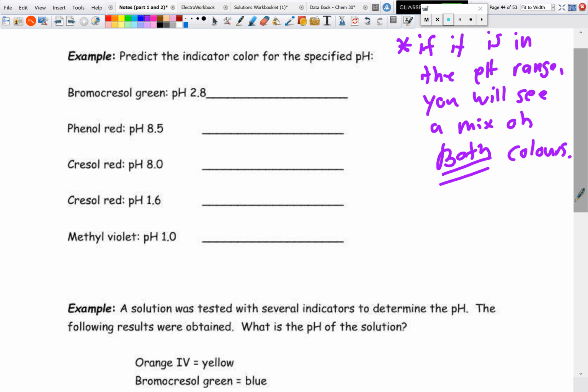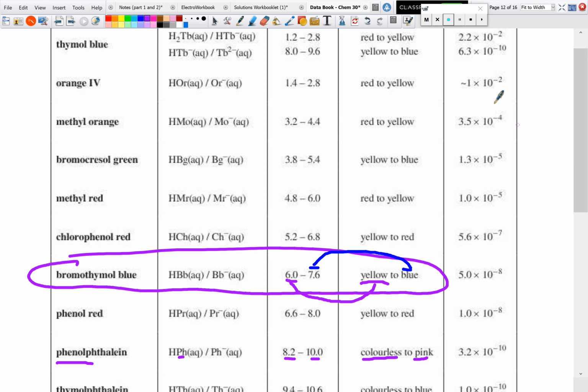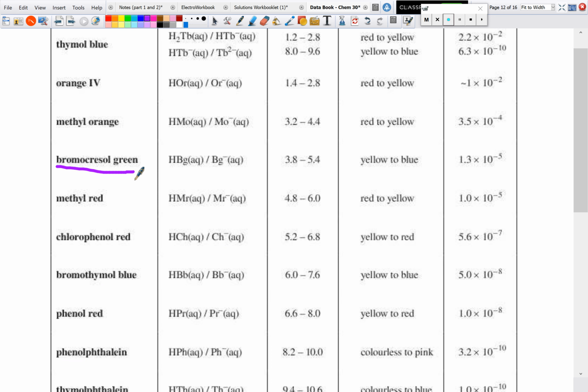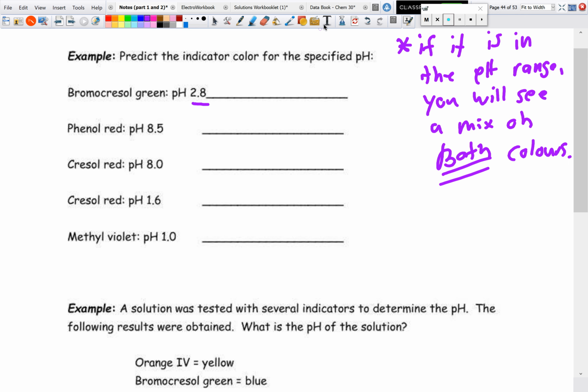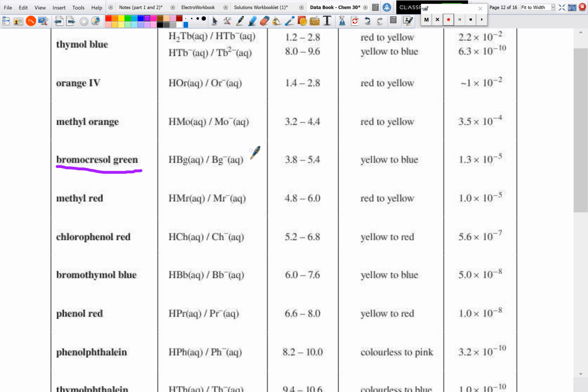So how we use, of course, this chart right here, bromocresol green at a pH of 2.8. So we go to the back of our periodic tables. We find bromocresol green, which is right here. Now we'll notice its color change is 3.8 to 5.4, and it goes from yellow to blue. Now the question's asking for what is it going to be at 2.8. So we'll notice 2.8 is below our 3.8, so that means we should see a yellow color.